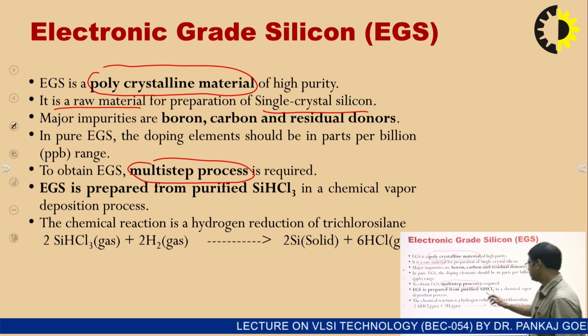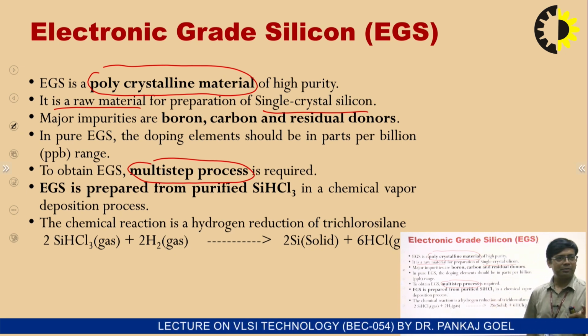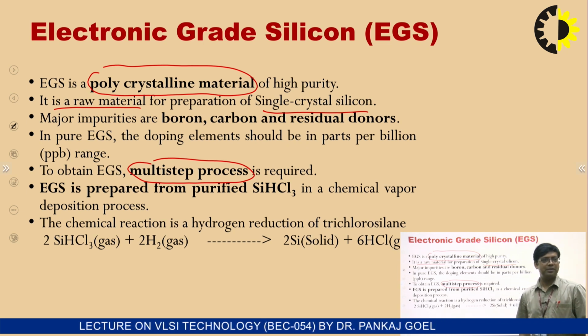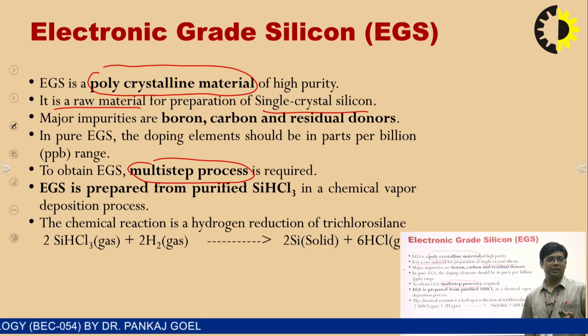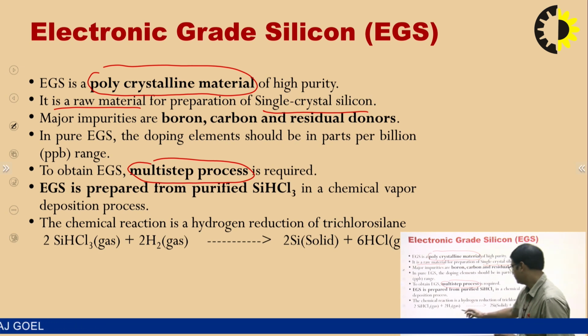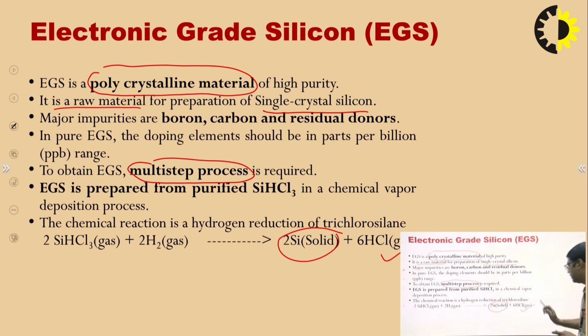This trichlorosilane, when we obtain from MGS, needs to be purified using fractional distillation, and then in a chemical vapor deposition process we obtain the solid silicon and a byproduct of HCl. This is the reaction that is taking place inside the chemical vapor deposition process.